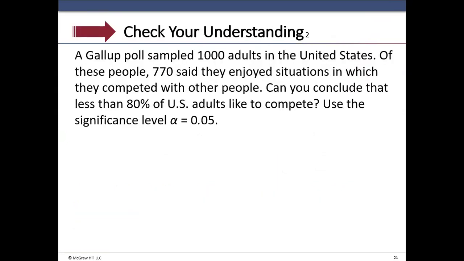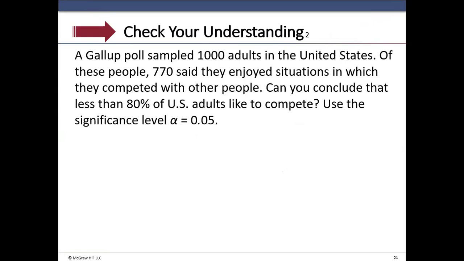0.5. Okay, a Gallup poll sampled 1,000 adults in the United States. Out of these people, 770 said they enjoyed situations in which they competed with other people. Can you conclude that less than 80% of US adults like to compete? Use the significance level alpha is 0.05. This is a left tail test because you want to conclude less than 80%. So your alternate hypothesis H1: P less than 0.8, null hypothesis H0: P equal to 0.8.